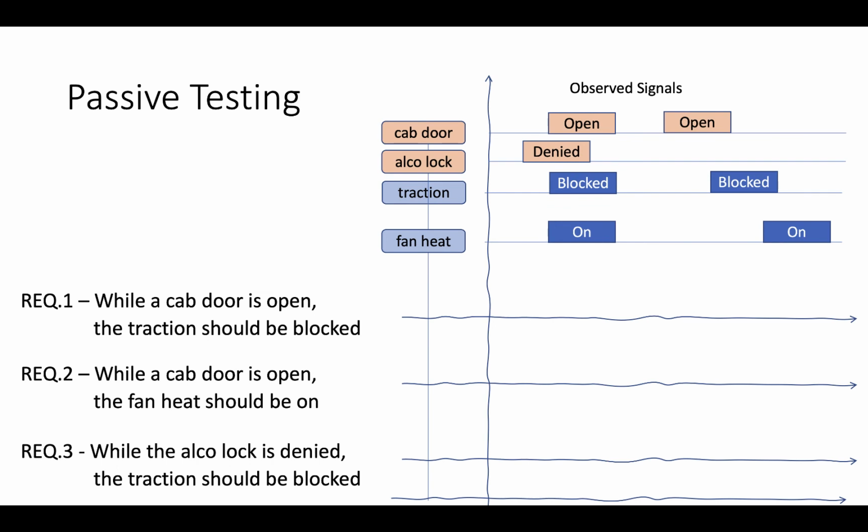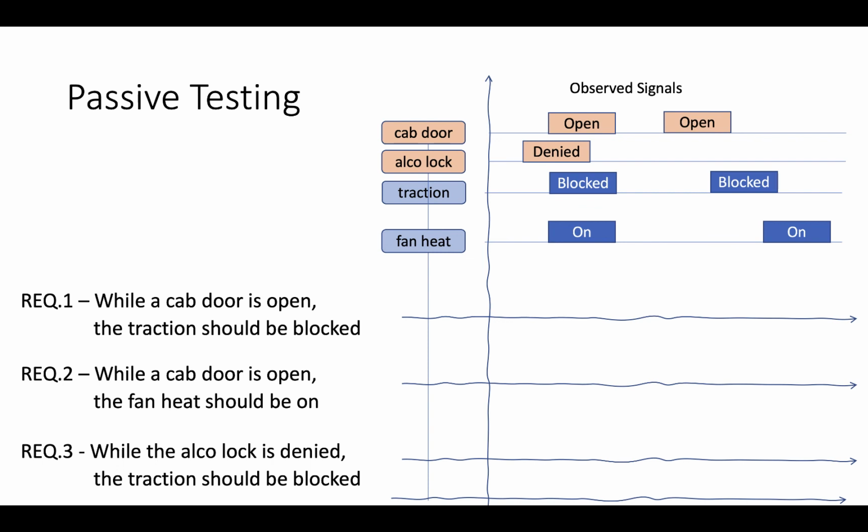Our first observation is that requirement number 1 and 3 should assert that the traction is blocked, while requirement number 2 asserts that the heat is on. By only observing the corresponding signals, that is, the traction signal and the fan heat signals in this example, we find out whether a requirement is fulfilled or not. But we shouldn't do these assertions all the time.